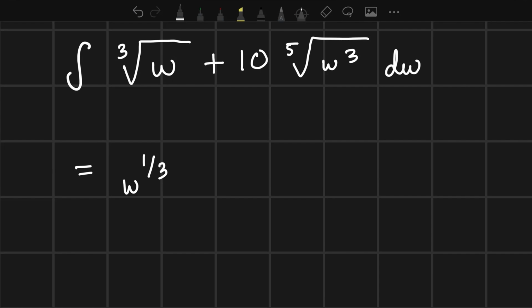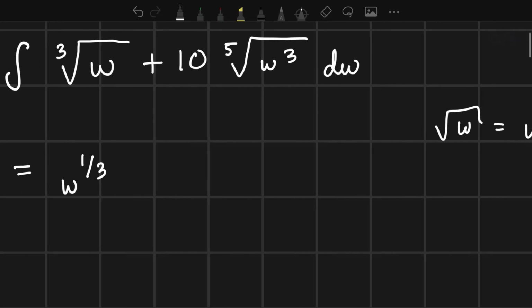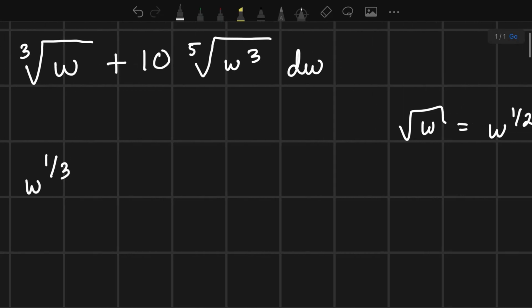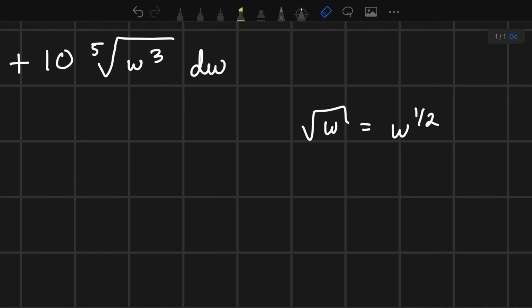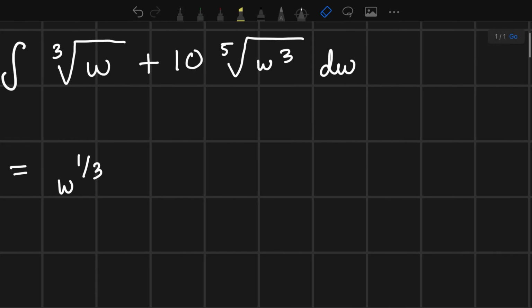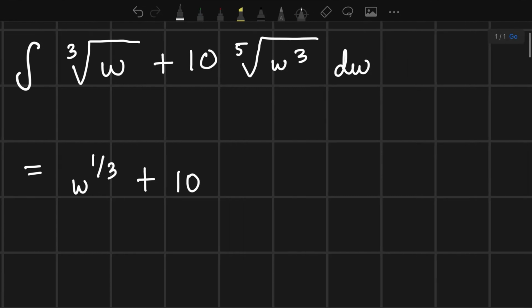and it's just like saying that if you have root w and you were to rearrange it, you would get w to the 1 over 2. So in our case, we have the cube root of w, so we write it as 1 over 3. It's just your basic root rearranging depending on the numbers you have. We're not integrating, we're just rearranging right now. So that would be 3 w to the 1 over 3 plus 10, which we will leave as it is, and we get 5 root w cubed.